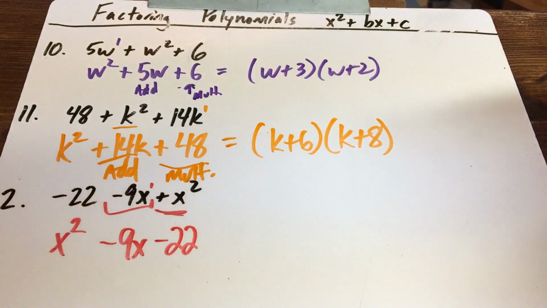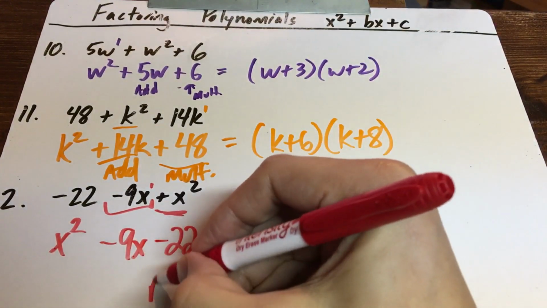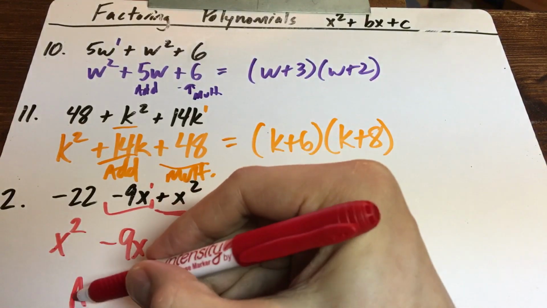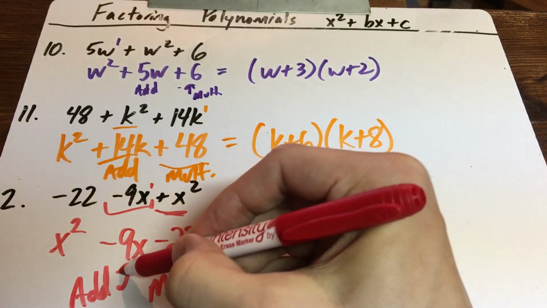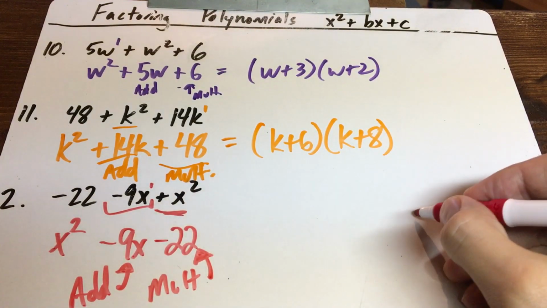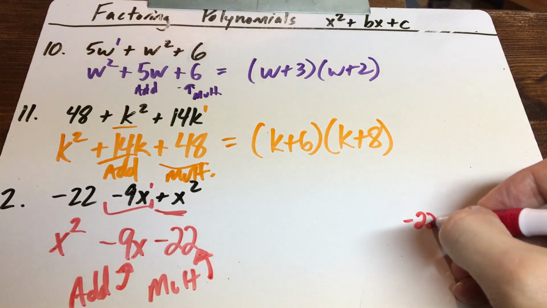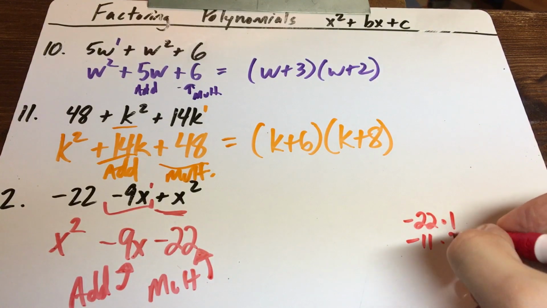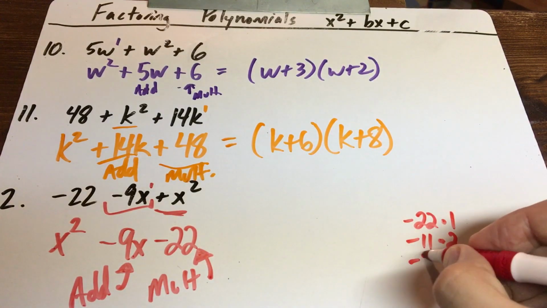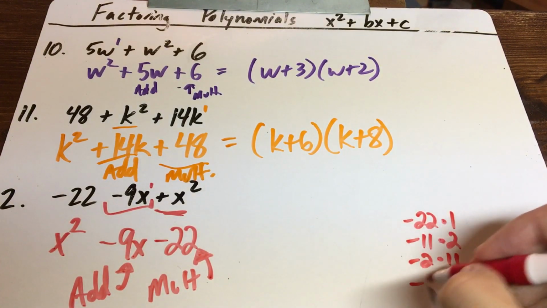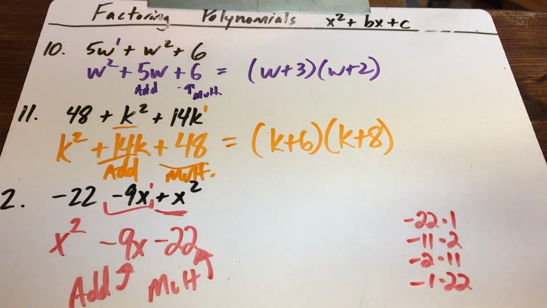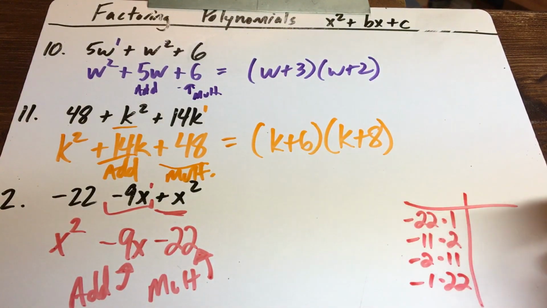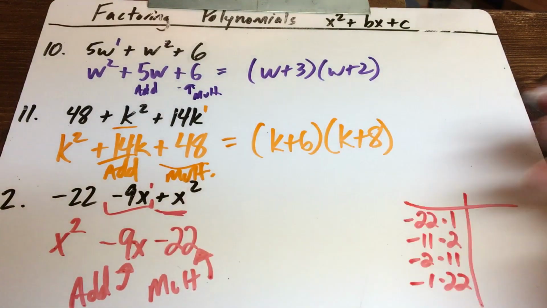And here's our question. Can we think of two numbers that multiply to equal negative 22 that add up to equal negative 9? Okay, how are all the ways we can get negative 22 with multiplying? It could be negative 22 times 1, negative 11 times 2. I guess I could have those flipped. It could be negative 2 times 11 and negative 1 times 22. So if I take these four combinations and I add them together, what's the only one that's going to add up to equal negative 9?